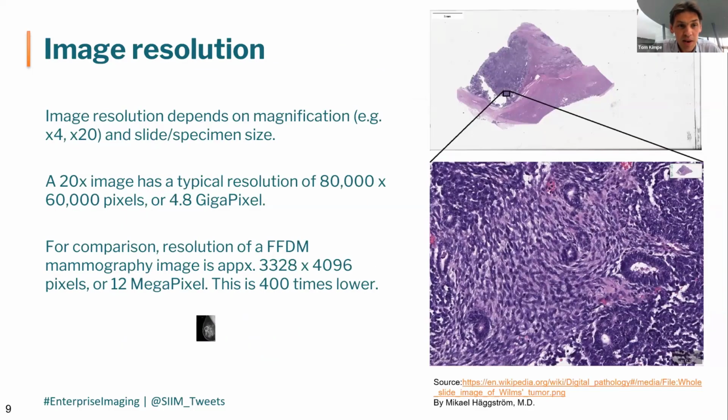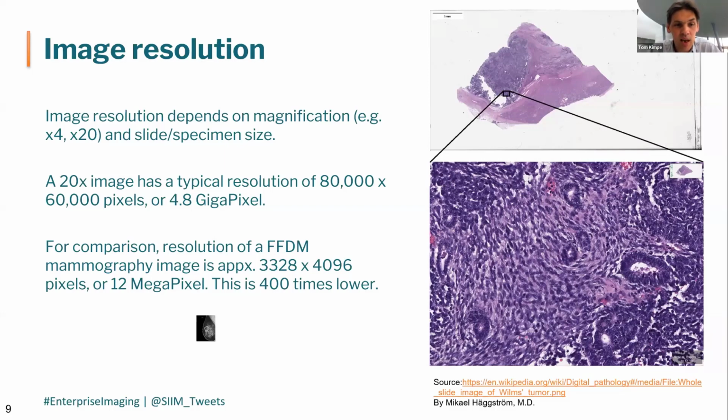So what is special about digital pathology images? Well, to start with, the image resolution. The exact image resolution depends on the magnification factor that is set by the microscope. Typical factors are, for example, 4x or 20x magnification. If we take 20x as an example, such an image really has a huge resolution. It will typically be something like 80,000 by 60,000 pixels, or, in gigapixels, 4.8 gigapixels.